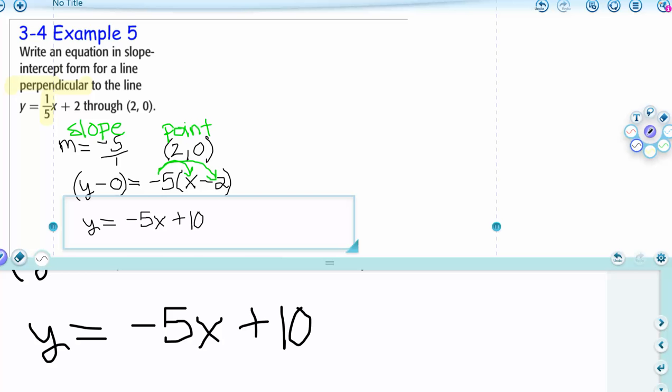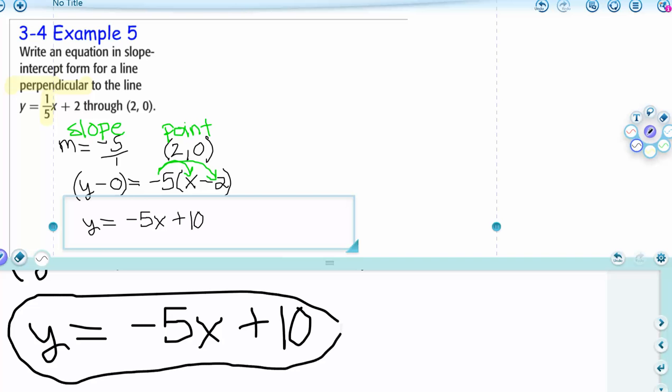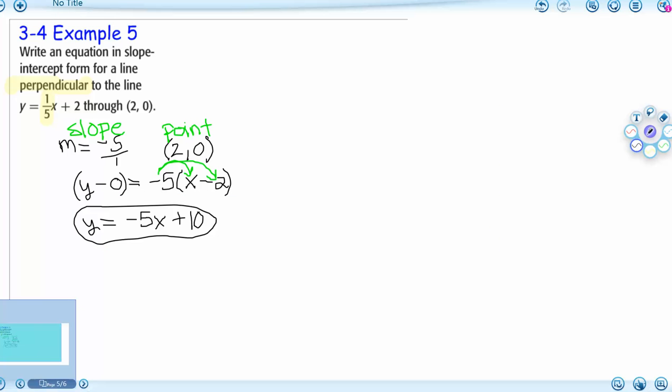I don't need to go any further because y is already by itself. But if y had a number with it, I would have to either add it or subtract it from both sides to get y all alone. But as it is in this example, I'm done. I have an equation in slope-intercept form that is perpendicular to my first equation, which I know is perpendicular because my slopes are opposite reciprocals.